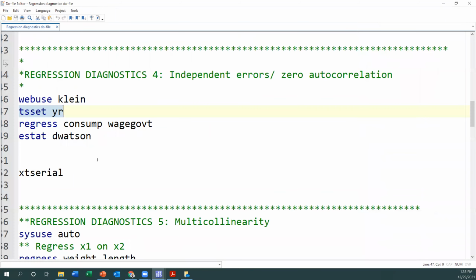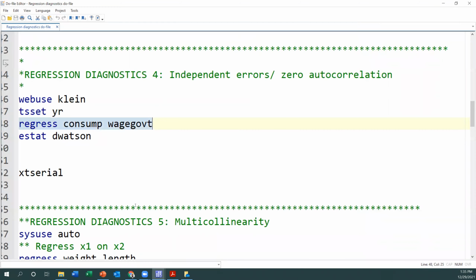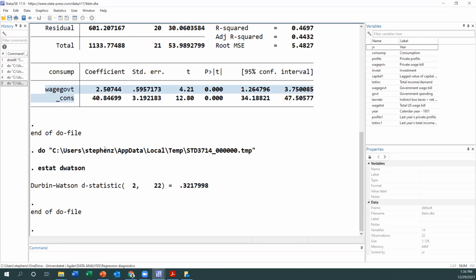Now I'm going to run the model. So this is just pooled OLS. So we say regress consumption on government wage. All right, here we have the result. We are not interested in this. We are interested in whether we have autocorrelation or not. Then I'll just type estat dwatson. Okay, we have the d statistic to be 0.32, and as I mentioned, we have two parameters, including the constant term, and then we have 22 observations, which you can find below the data set here.